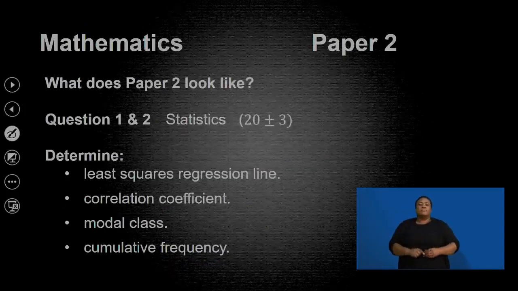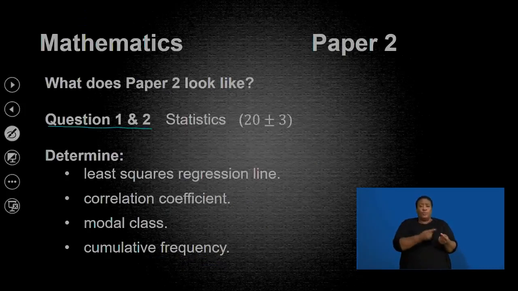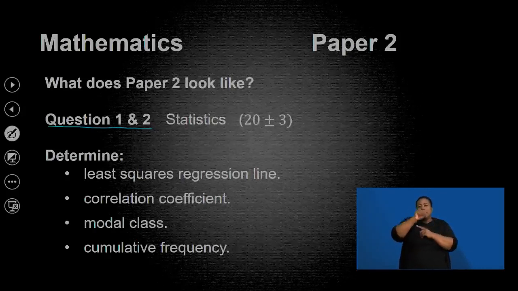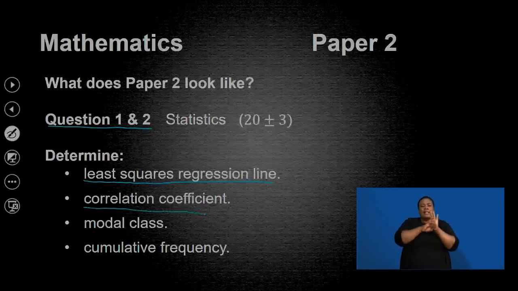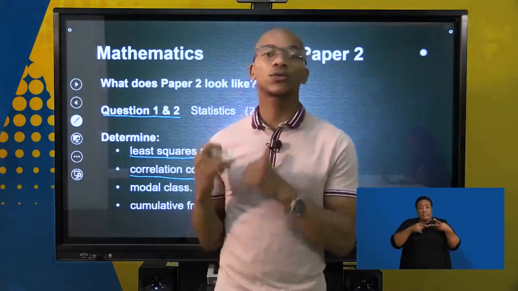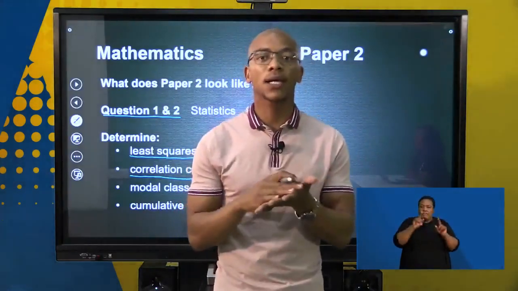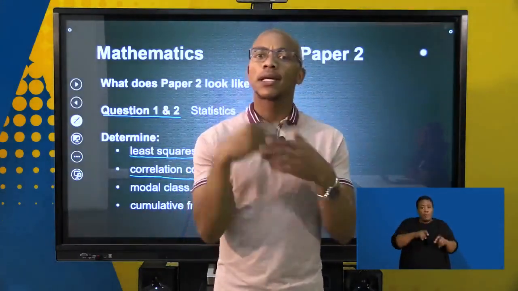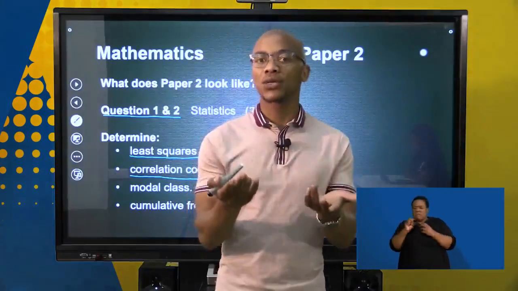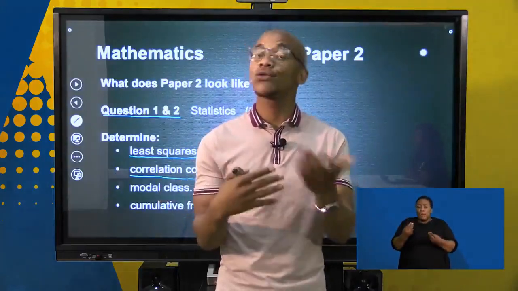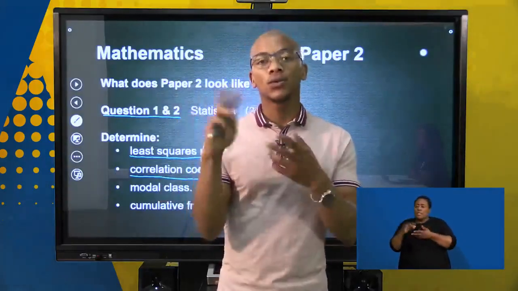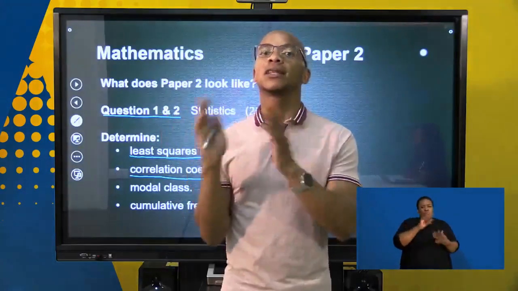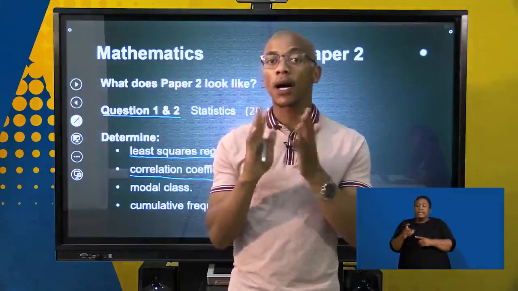The very first 2 questions are statistics, which is 20 plus or minus 3 marks. Here you need to determine the least squares regression line and the correlation coefficient. These first 2 concepts, guys, are mainly done on your calculator. You don't do this manually. You need to press your calculator to do this. So it's your mode setup: you choose number 2 if you're using the gray calculator, and if you're using the silver one, you choose number 3, and you opt for A plus BX, which shows the least squares regression line. So please remember how to do that.